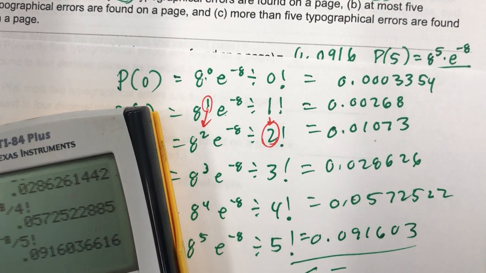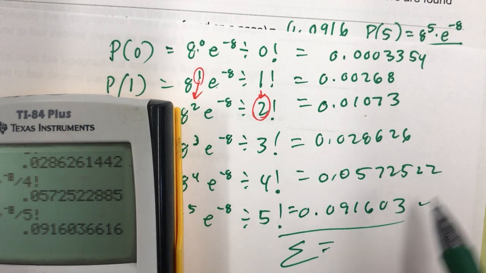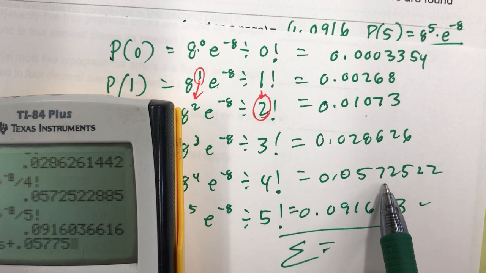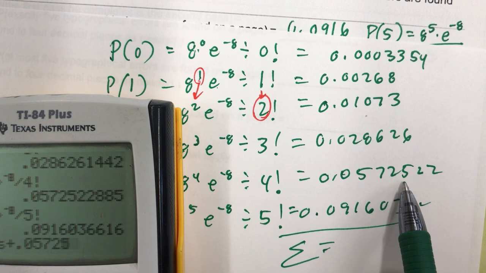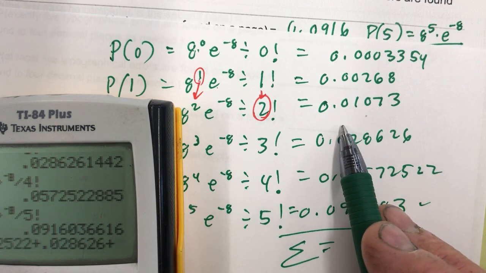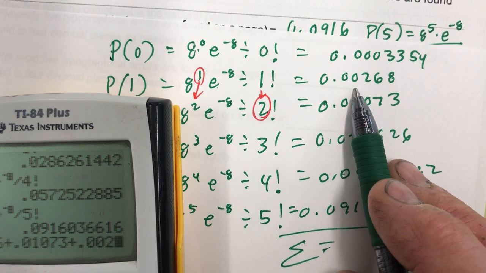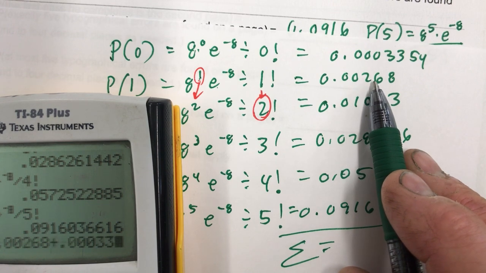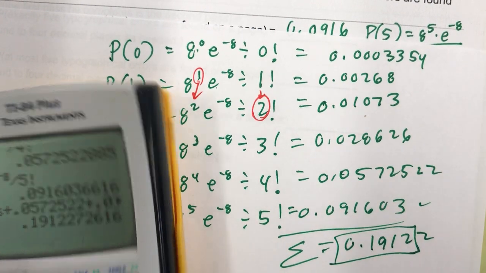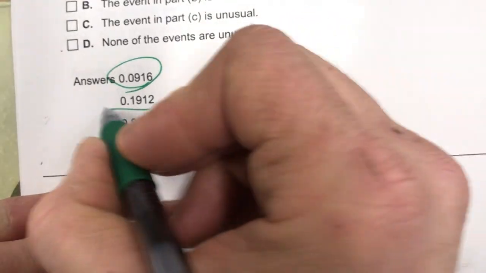And now add all of them up. I already have this on the calculator, so I'm going to go plus: 0.0572522, plus 0.028626, plus 0.01073, plus 0.00268, plus 0.0003354, and I get 0.19122, which is 0.1912. And look here, we got it.